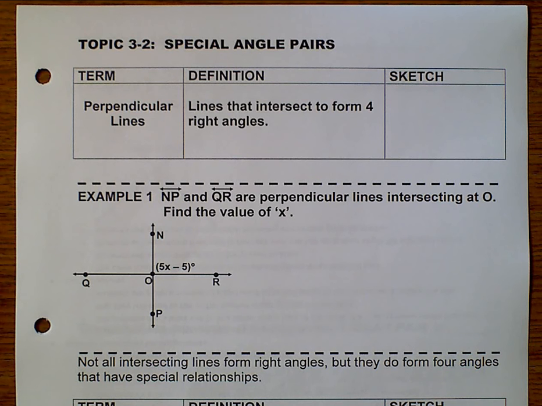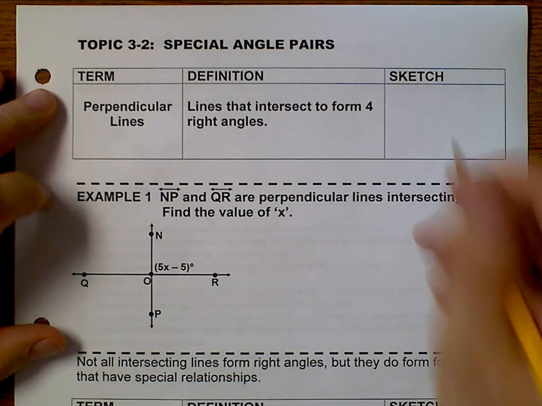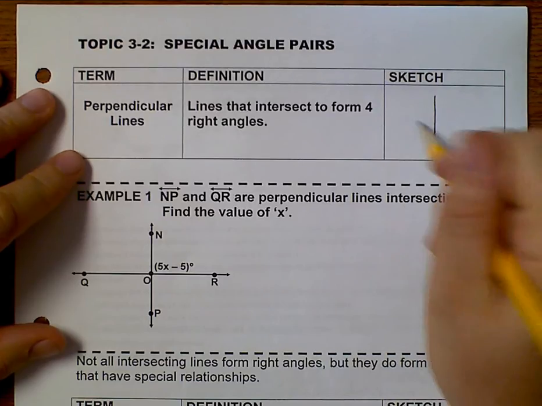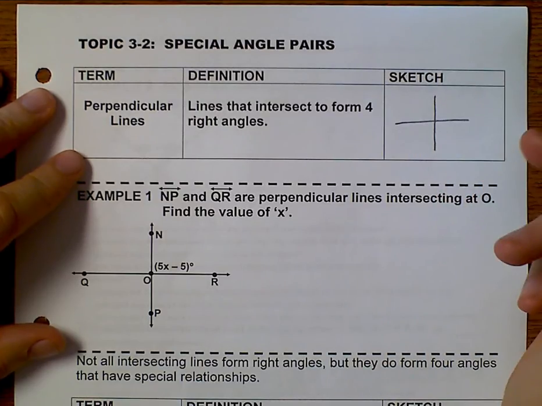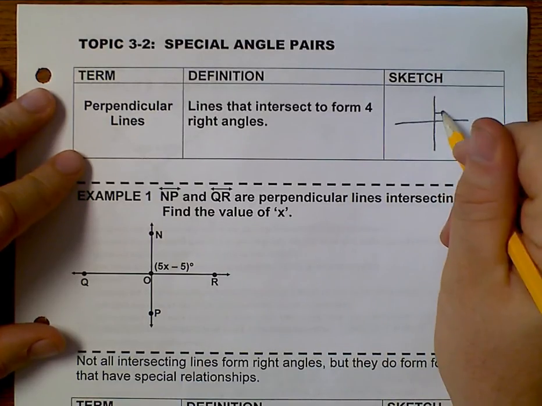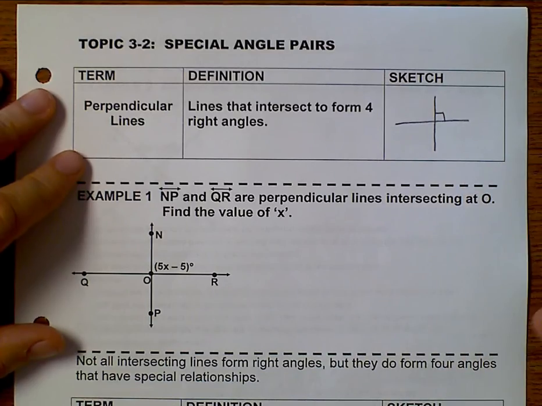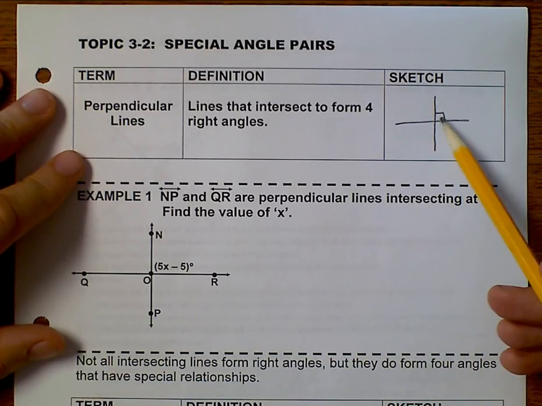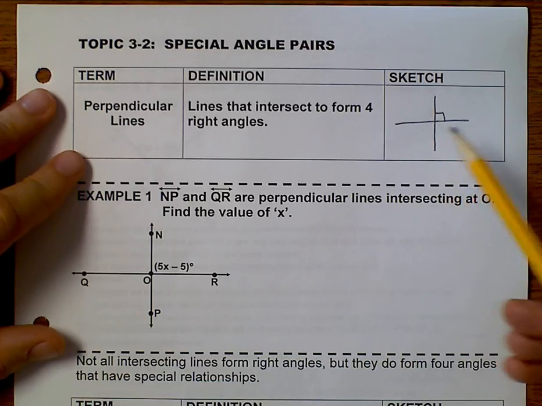First off, let's talk about perpendicular lines. When we talk about perpendicular lines, we're talking about the intersection of two lines that meet at a 90-degree angle. And if it meets at one 90-degree angle, then they are all 90-degree angles.